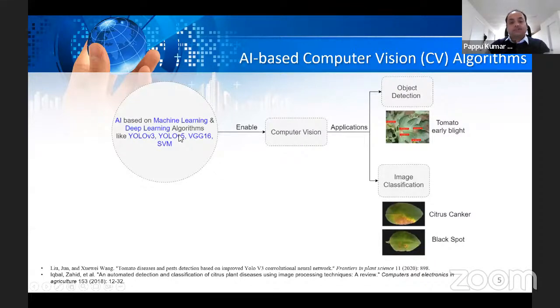And YOLOv3, YOLOv5, VGG16, which is Visual Geometry Group 16, and support vector machine. So these are the algorithms that I used for my projects, which I'm going to present today. These algorithms basically make your computer see and make decisions just like human beings do. I'm just showing here an example of a couple of published papers in which they can be used for detecting, let's say, some tomato disease, called tomato early blight disease. And also it can be used for image classification, like if you have images of citrus leaves which have some black spot or canker disease, you can train your AI-based algorithm to do some classification for you.